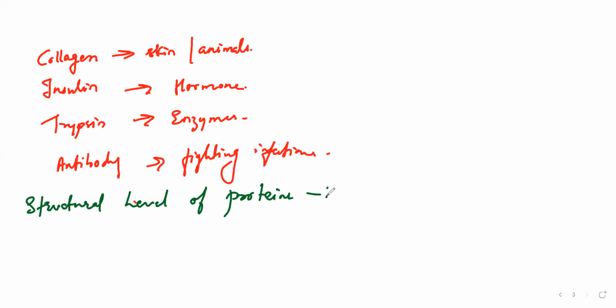Okay, so structural level means four are there. Four structural levels are present in the protein, which are generally termed as what? Primary, secondary, tertiary, and quaternary. Okay, so first let's see the primary structure.